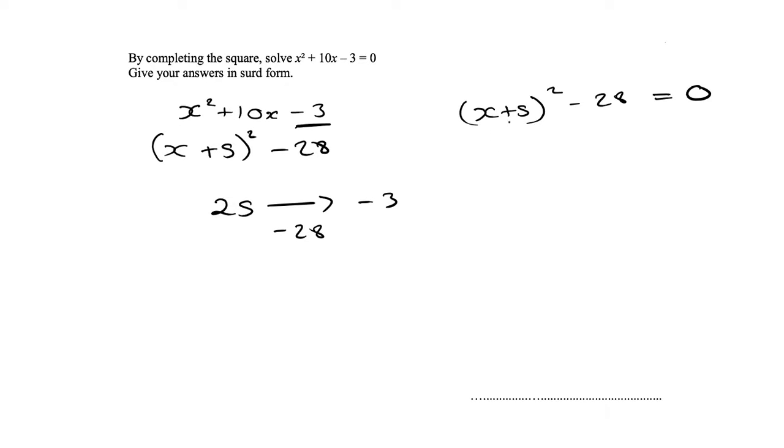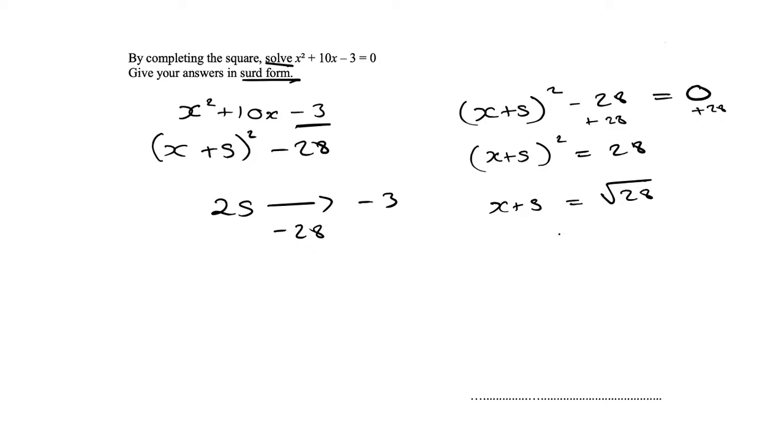Now all we need to do in this case, because it says solve and leave your answer in surd form, that hints to you that it's going to be a non-calculator paper. So we are just going to solve for x. So get x onto one side. So it's going to be (x plus 5) squared. Let's add 28 to both sides. So it's equal to 28. Now let's get rid of the squared. The opposite of squaring is square rooting. So x plus 5 is equal to the square root of 28.